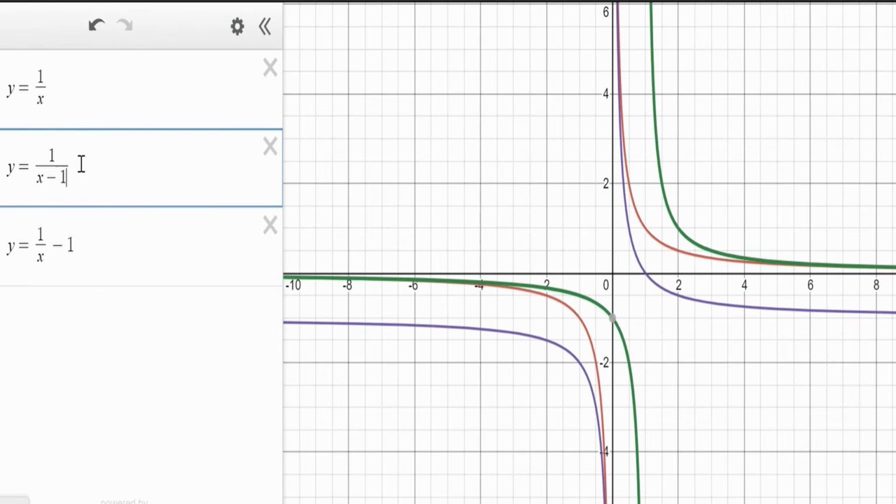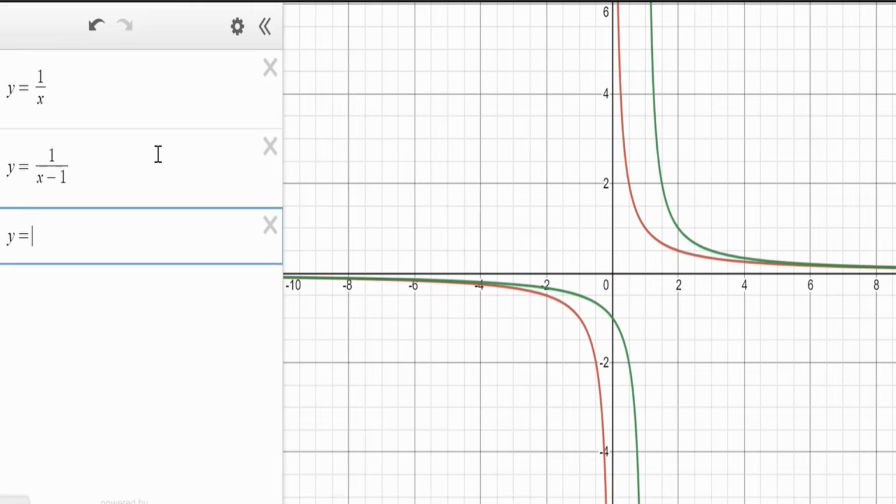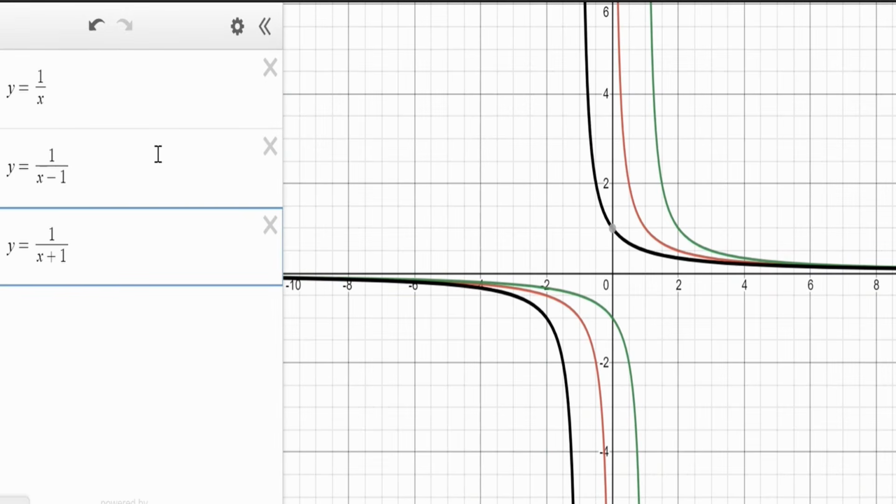Do you guys see it? So when P is negative, which is the green one, it's going to move to the right-hand side. And let's say P is positive now. When we say y equals 1 over x plus 1, which is the black one now, do you see where the graph is going to move? On the left-hand side, right?